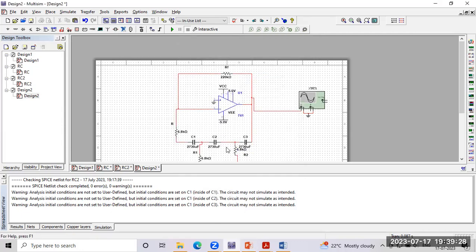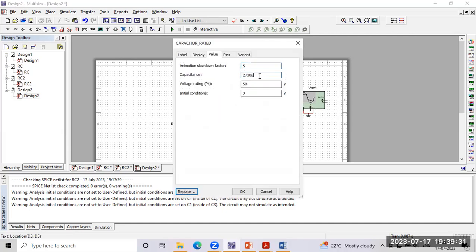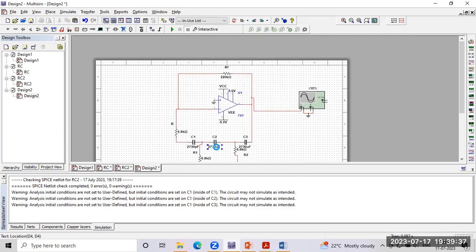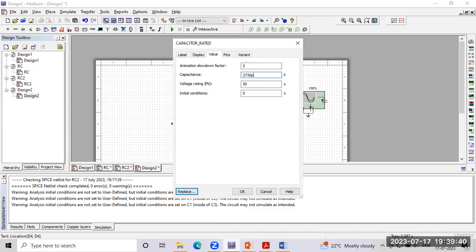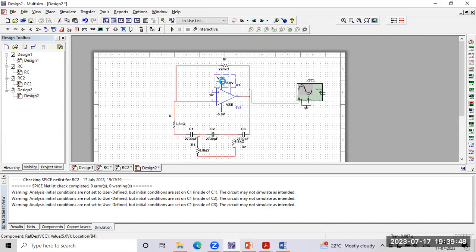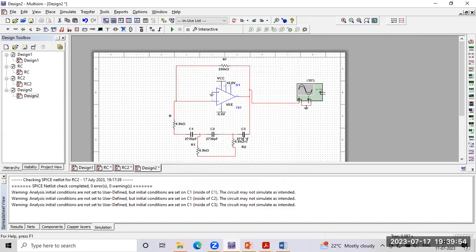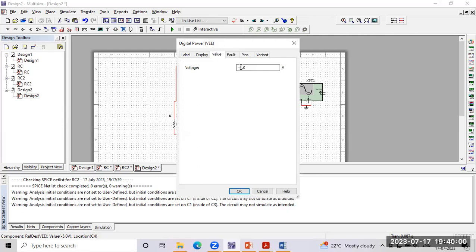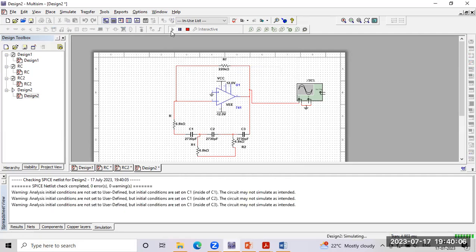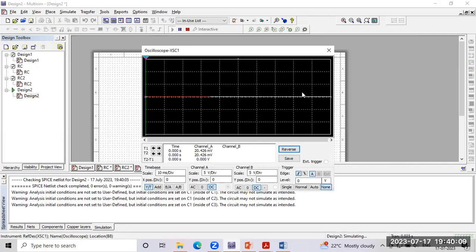Yes, 2730 picofarad. Picofarad, small p. You should use small p. Okay, pico. Now I'm going to run it. What is the question? Plus or minus 12 volts. Yes, the circuit is ready. Then run. We should wait for some time.